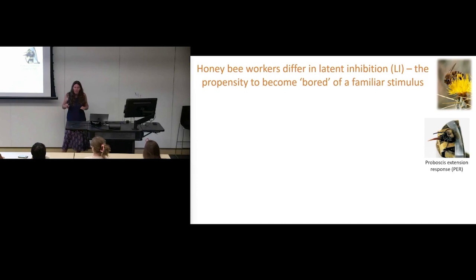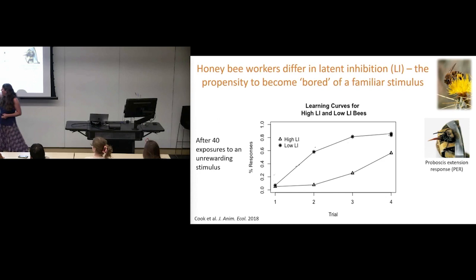And so this is what the learning curves look like. So here we have a number of trials in which we paired the odor with a reward after we exposed the bee to 40 exposures with no reward in the stimulus. And what we see is that the percentage of bees responding is kind of bimodal. We have bees that will readily learn this odor, they'll readily learn this association between this odor that up until now was not rewarding and all of a sudden is starting to be rewarding. They'll be like, oh great, we don't care that it didn't reward us until now. Now it is and we'll learn it.